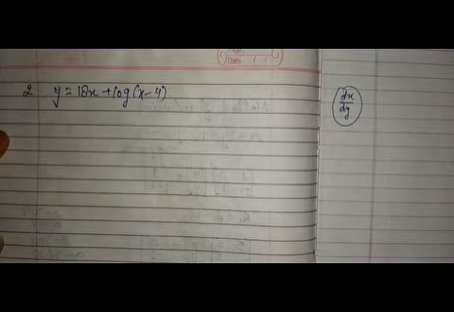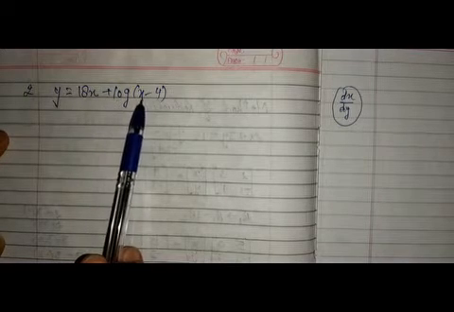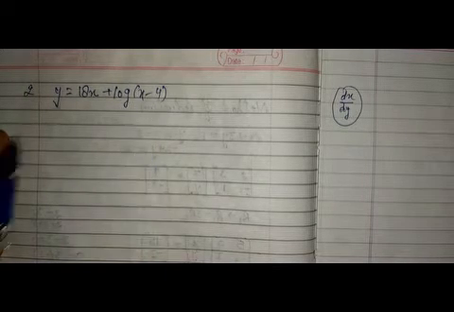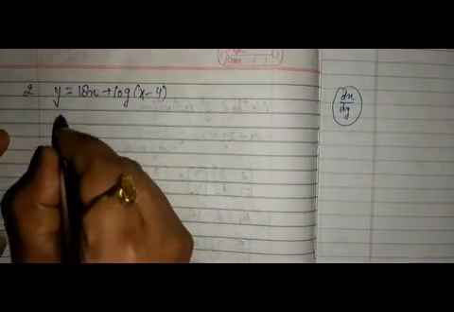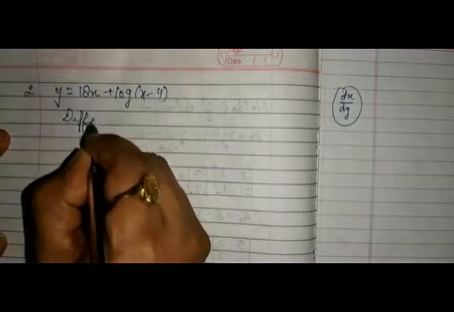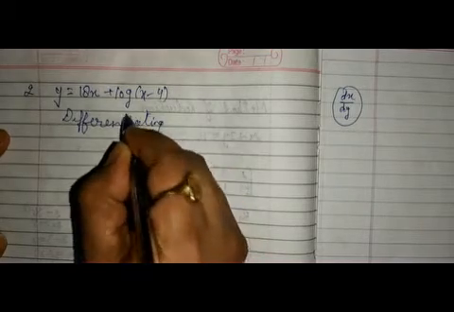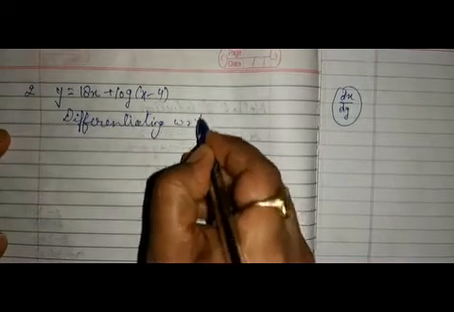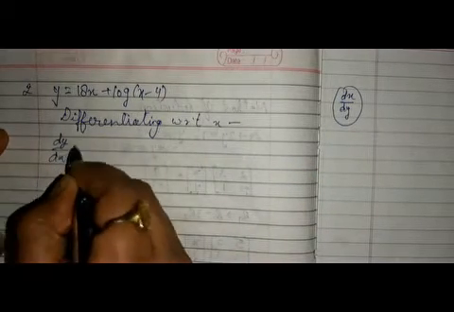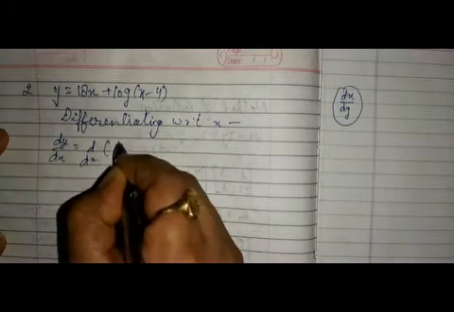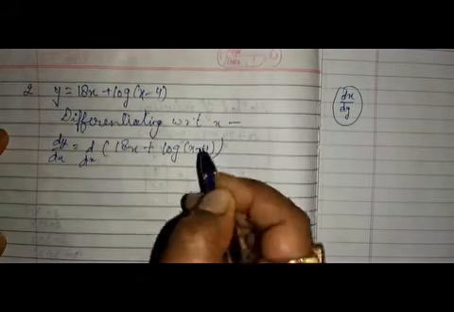See the next question. Here the function is given: y equals 18x plus log of x minus 4. Okay, and again we have to find dx upon dy. So again we write, differentiating with respect to x, dy by dx equals d by dx of 18x plus log of x minus 4.